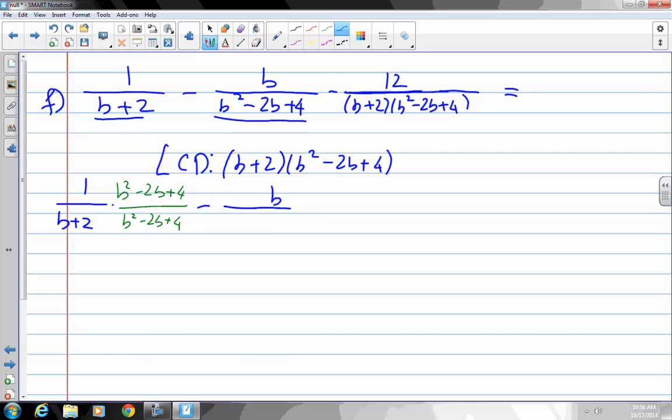What about the second fraction? Well, multiply by b plus 2. Multiply by what's missing when you compare it with the LCD. Well, the third fraction is happy.